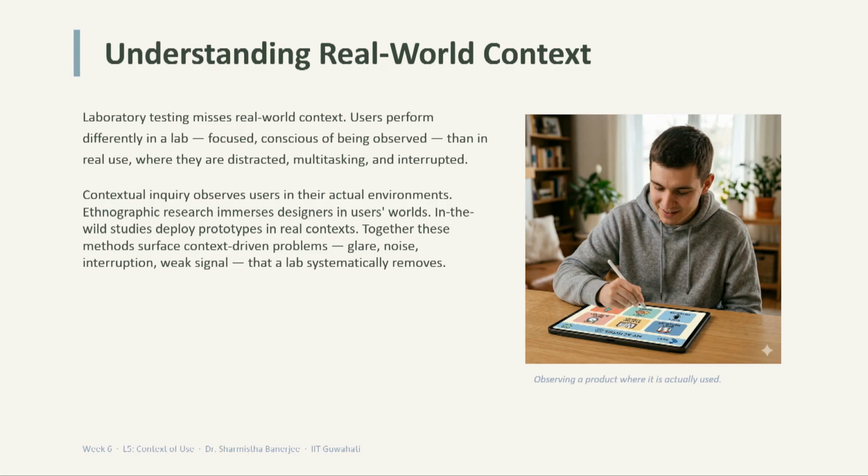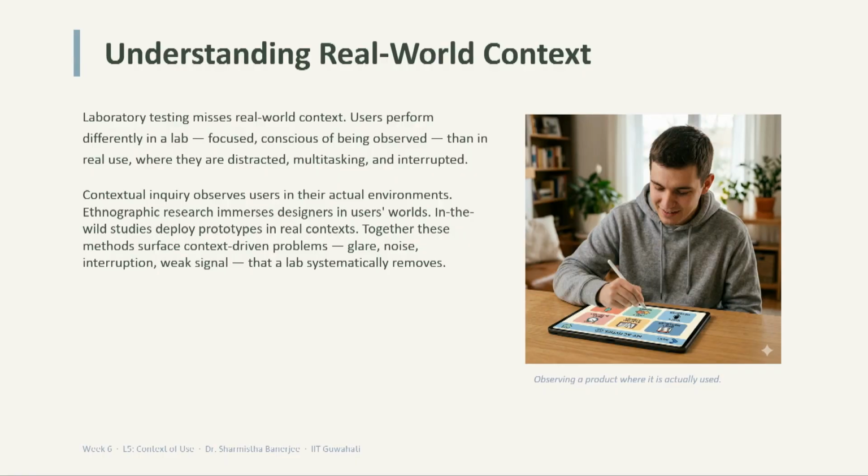Users perform differently in a lab where they are more focused, conscious of being observed, than in their real use where they are distracted, they are also doing multitasking, and they are also interrupted. So contextual inquiry observes users in their actual environment. When you are doing ethnographic research, it also immerses the designers in users' real worlds. In the wild studies deploy prototypes in real context. So together these methods surface context-driven problems like glare, noise, interruptions, weak signal that a lab cannot.